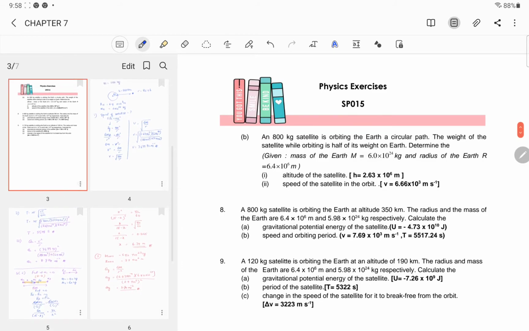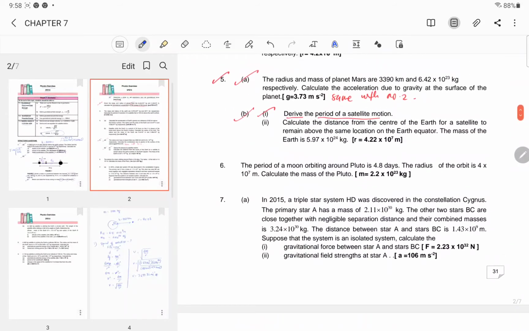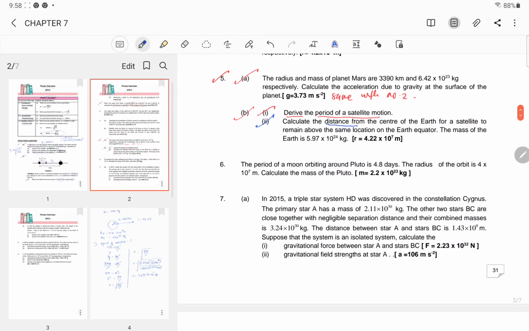Alright, so for question B just now, what do we want? Where was it? Okay, this one. Calculate the distance from the center of the earth for a satellite to remain above the same location at the earth equator. The mass of the earth is given by 5.97 times 10 power of 24 kilograms. Okay, so we look at calculate the distance. Distance of what? The distance means we want to find R, from the center of the earth for a satellite to remain above the same location of the earth equator.